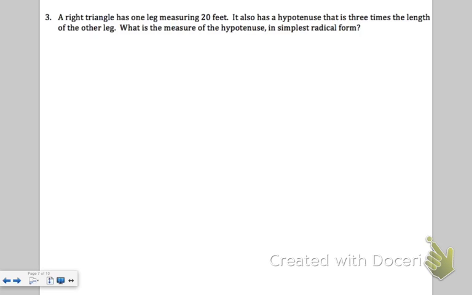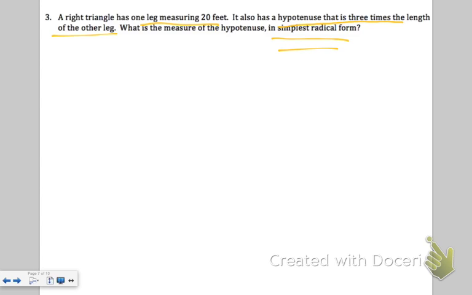We'll do an example together in which we're applying the Pythagorean theorem and then using what we just learned about simplifying radicals to write our answer in simplest radical form. So let's read carefully. A right triangle has one leg measuring 20 feet. It has a hypotenuse that is 3 times the length of the other leg. What is the measure of the hypotenuse in simplest radical form?